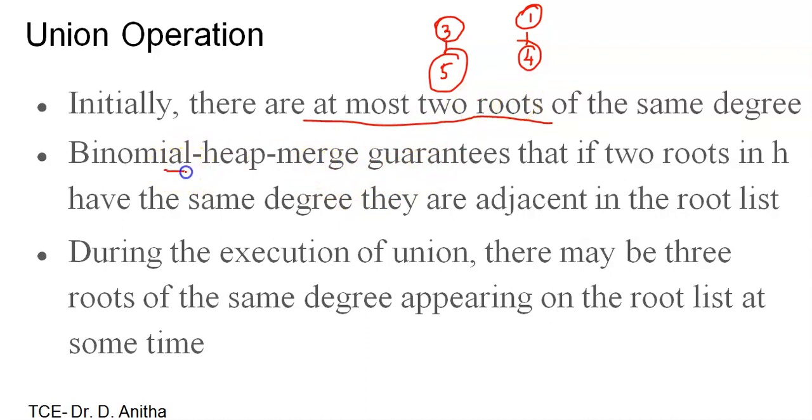We need another operation called binomial heap merge. This operation looks at the two roots in H having the same degree, which are adjacent in the root list. Do you understand? When you have two different trees of the same degree, they are placed in adjacent places in the root list.